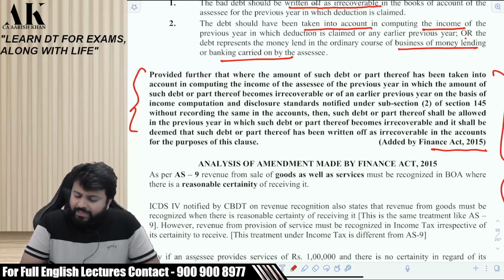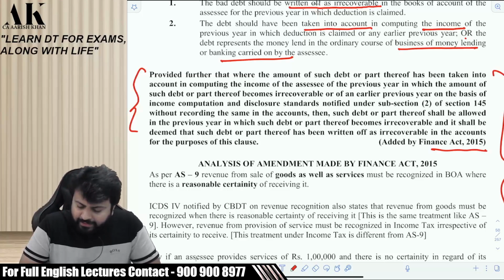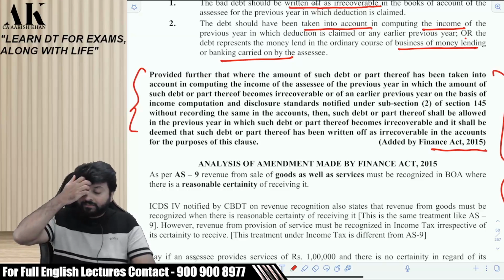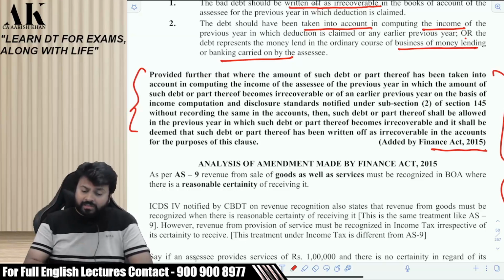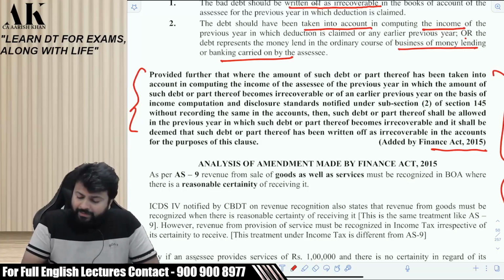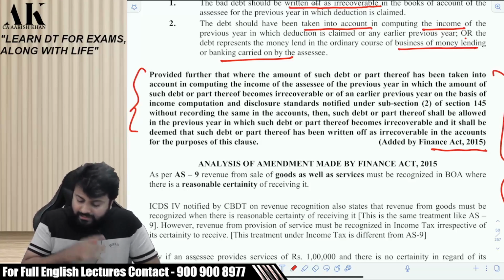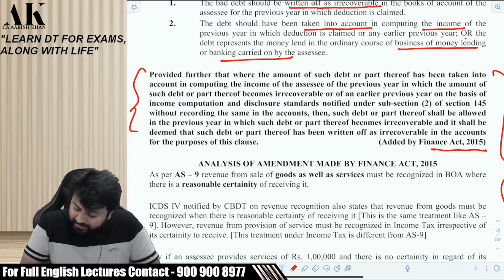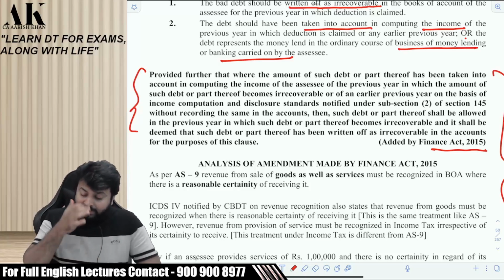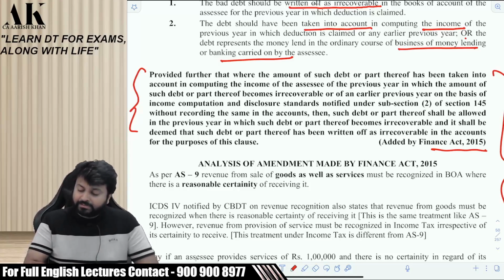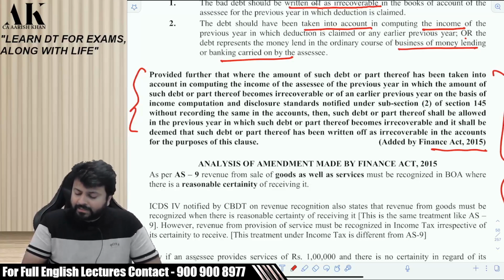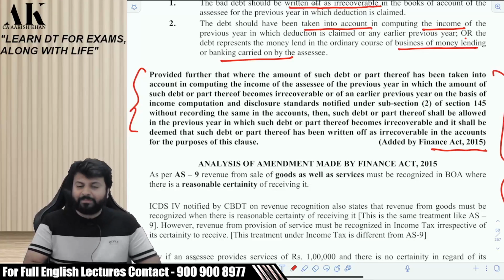Provided further that where the amount of such debt or part thereof has been taken into account in computing the income of the assessee of the previous year, in which the amount of such debt or part thereof becomes irrecoverable, or of an earlier previous year on the basis of income computation and disclosure standards notified under sub-section 2 of section 145, without recording the same in the accounts, then such debt or part thereof shall be allowed in the previous year in which such debt or part thereof becomes irrecoverable. It shall be deemed that such debt or part thereof has been written off as irrecoverable in the accounts for the purpose of this clause.